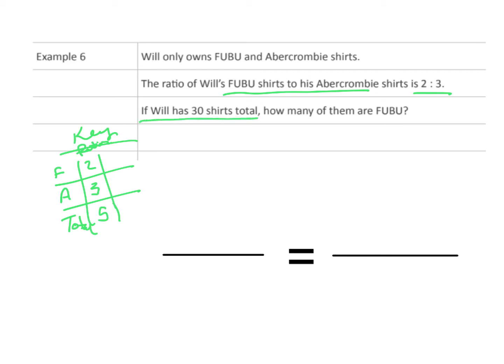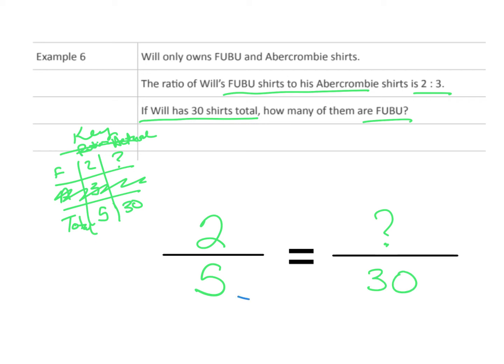If Will has 30 shirts, so that goes under actual, how many of them are FUBU? So this is the one we want. So again, we're going to ignore the Abercrombie. He's got 2 FUBU out of 5 total. So how many would he have out of 30 in actual?